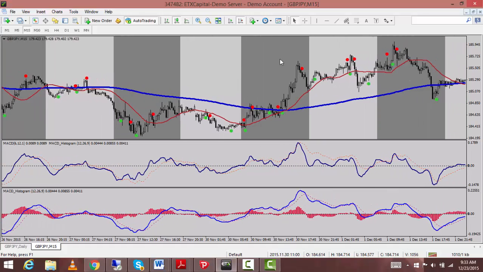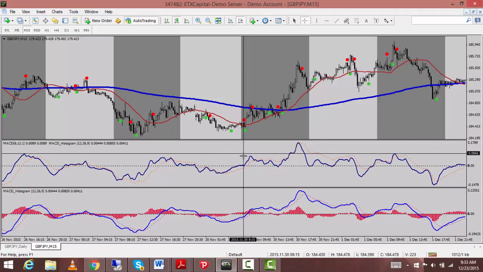I'm not going to cherry pick these 15-minute trades for you. I'll just show you what we've got at each one. Quickly run through a few examples.